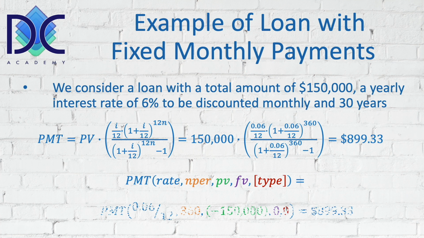We see that the PMT, the formula that gives us the monthly payments, has as first parameter the rate, which is 0.06 divided by 12. We have 360 periods because we're considering 30 years. The initial investment is 150,000. We have to put a minus here, otherwise the formula doesn't work. And we say the future value is 0, and we do discounting at the end of the month. And again, we find $899.33. So basically these are the same results.